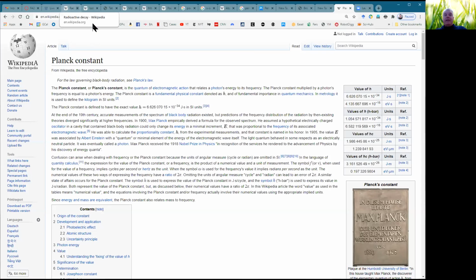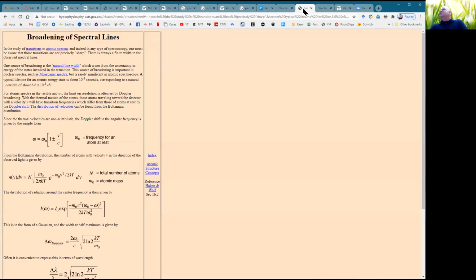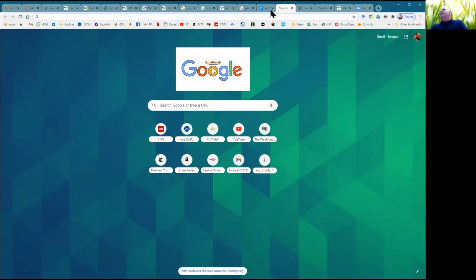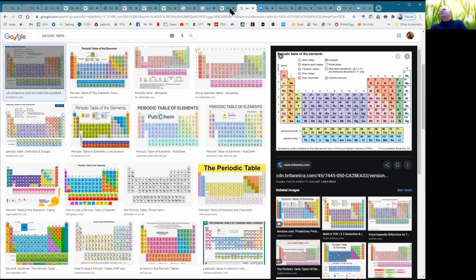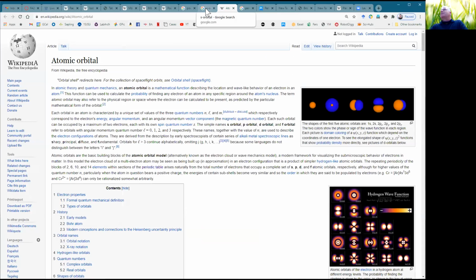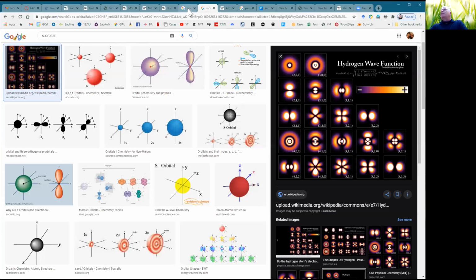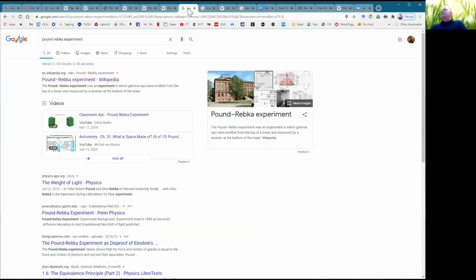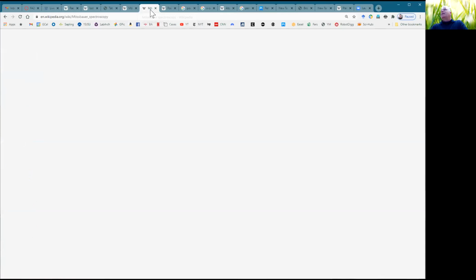Oh yeah, and then next time we can talk about the Pound-Rebka experiment, which is super cool. Pound-Rebka is a massive victory for general relativity, and it uses Mössbauer, which is a completely quantum thing. So this is how tightly interwoven our universe is. So let's see, broadening of spectral lines. There's our periodic table. I'm trying to put together a decent talk on this subject. There's the s orbitals, which we're going to talk about in terms of Mössbauer spectroscopy. There's Pound-Rebka. Here's Mössbauer.